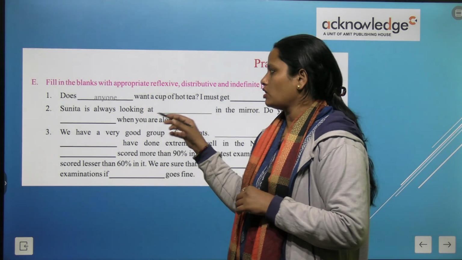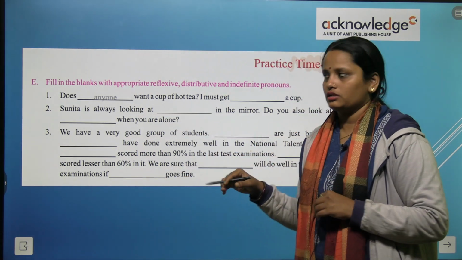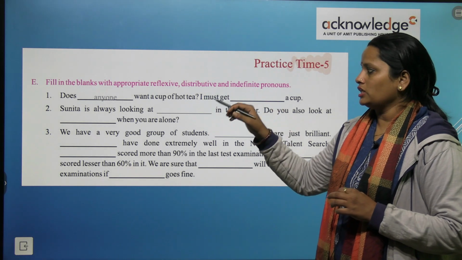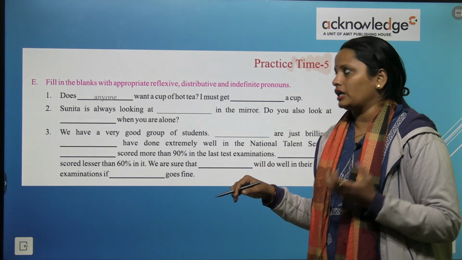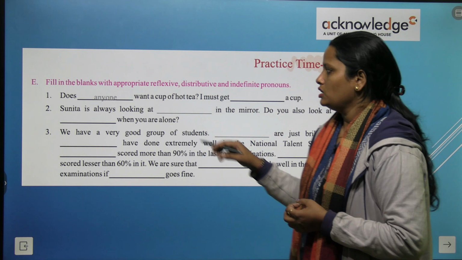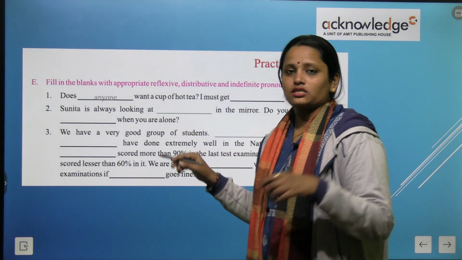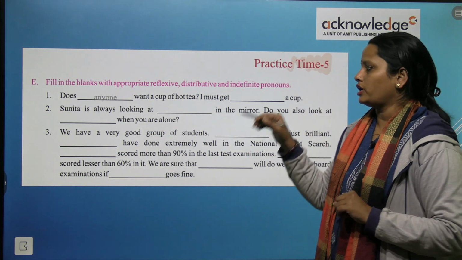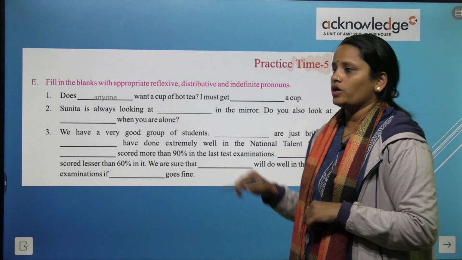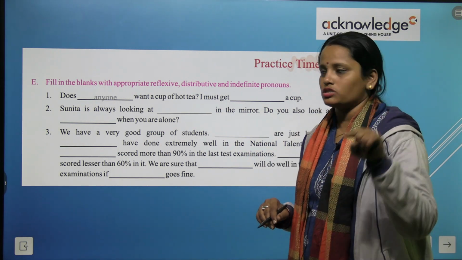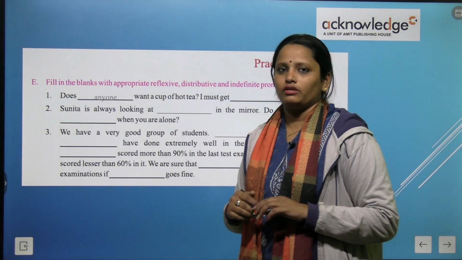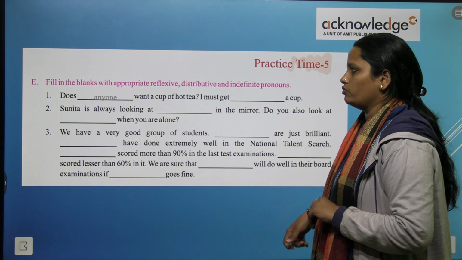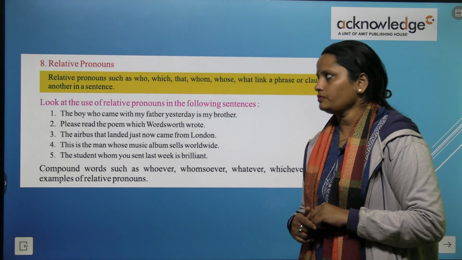Next is Sunita is always looking at dash in the mirror. Do you also look at dash when you are alone? So Sunita की बात हो रही है यहाँ पे, तो हम यहाँ पे again we are going to use reflexive pronoun. Sunita is always looking at herself in the mirror. Do you also look at yourself when you are alone? तो you की बात हो रही तो yourself आएगा. So children, we have done 2 questions here, and the rest questions are your homework. You have to do it.